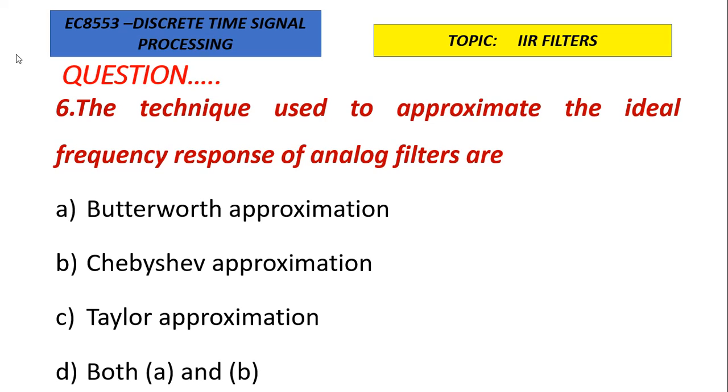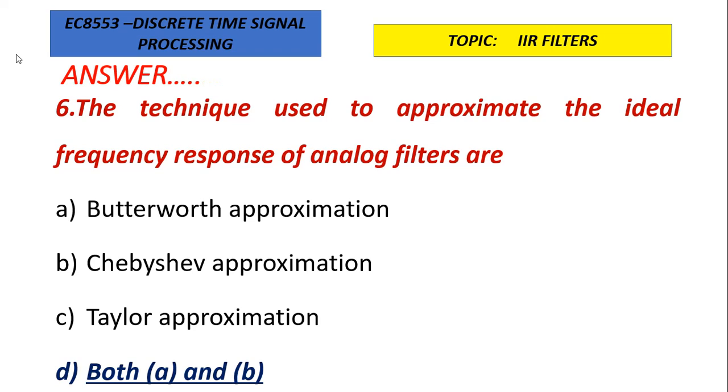The techniques used to approximate the ideal frequency response of analog filters are: by using which technique are we approximating the ideal frequency response of an analog filter? The practical frequency response will deviate from the ideal, but we have to approximate that response to the ideal one. For doing so, what approximations do we have? Four choices are given. The last option, both A and B is correct, because Butterworth approximation as well as Chebyshev is widely used. There is no approximation called Taylor approximation. So why are these approximations used?